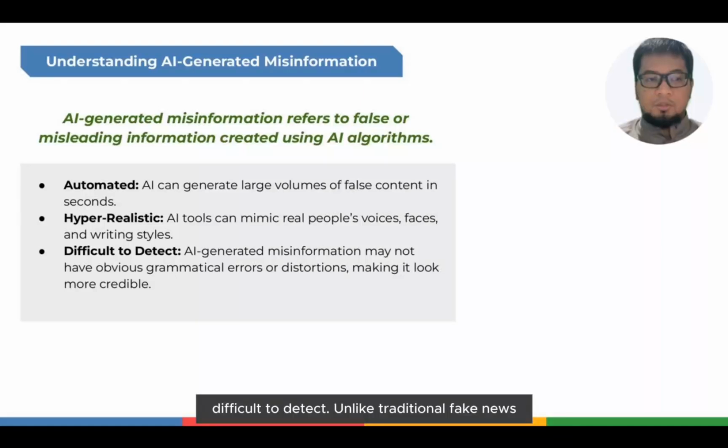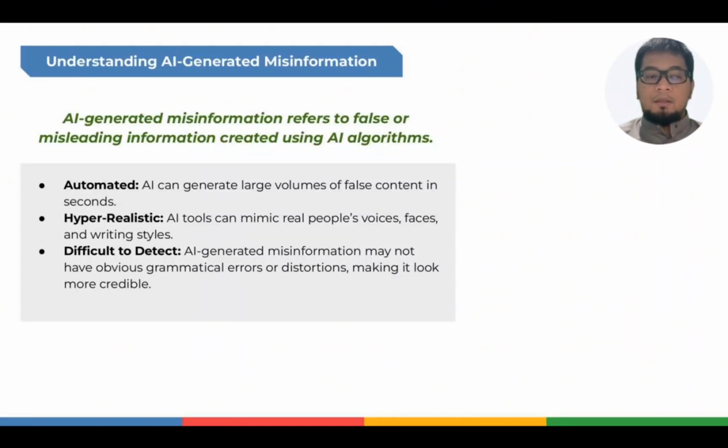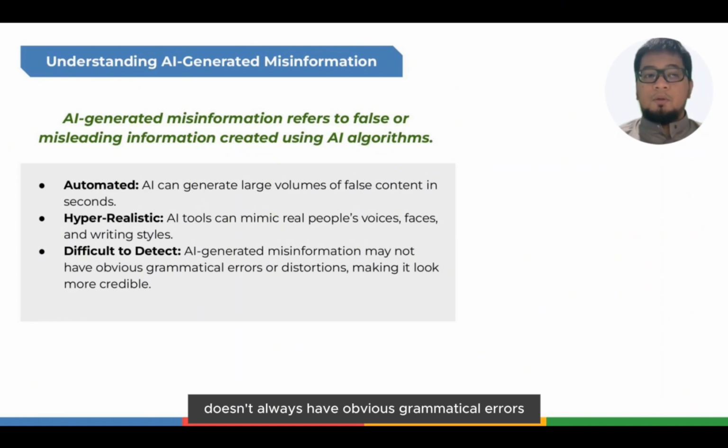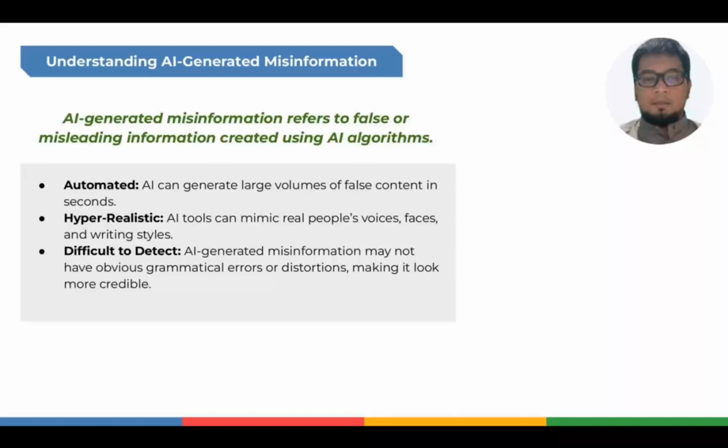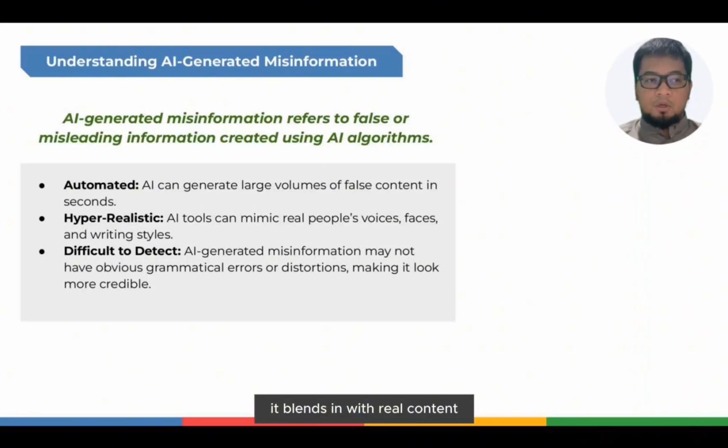Unlike traditional fake news, AI-generated misinformation doesn't always have obvious grammatical errors or distortions. It blends in with real content, making it even more deceptive. That's why critical thinking and fact-checking are more important than ever. Now let's explore the different ways AI can generate false information and how to stay one step ahead.